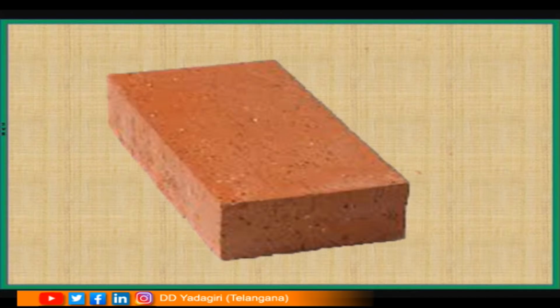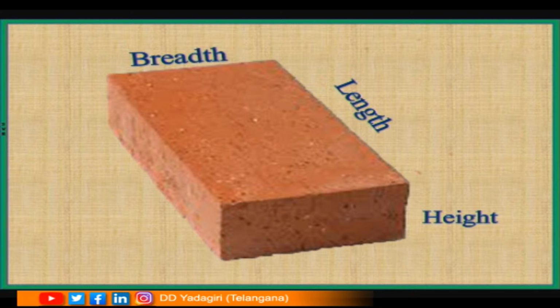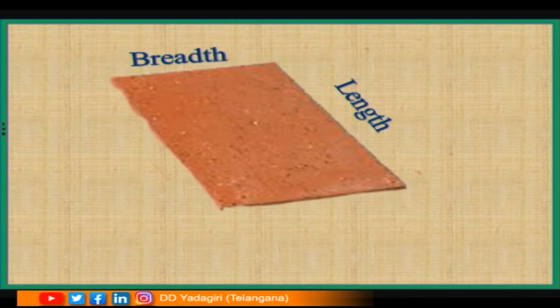What is it? A brick. Normally, a brick is a solid shape, isn't it? A solid has length, breadth, and height. That means it has 3 dimensions. Suppose I remove one of the dimensions, let me remove the height. If I remove the height of this brick, what remains here? It is just like a plane which looks like a rectangle, is it right?